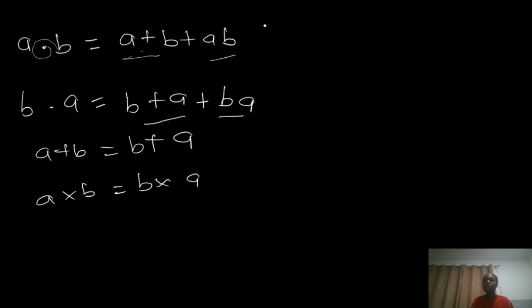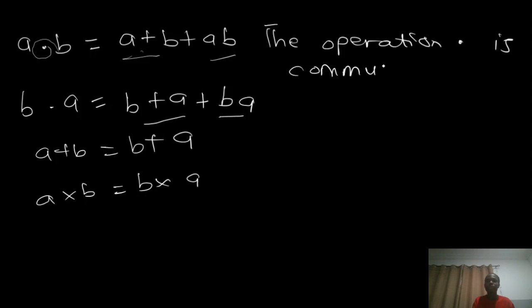So here, the operation dot is commutative. The operation was given to us on a set of real numbers, so let's try using any two real numbers and see if our result is going to be the same, because we've already proved with the variables that it is commutative. But we just want to use numbers and see if we get the same result. So let's take any two real numbers.